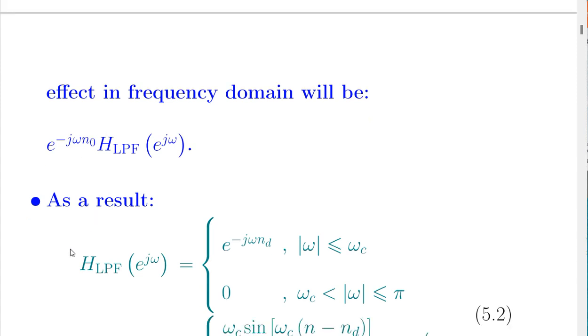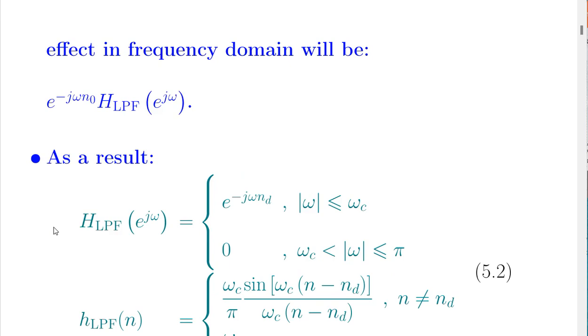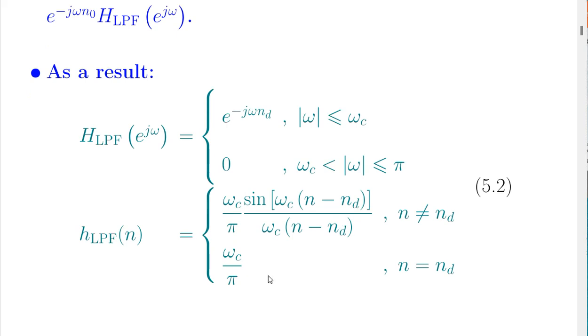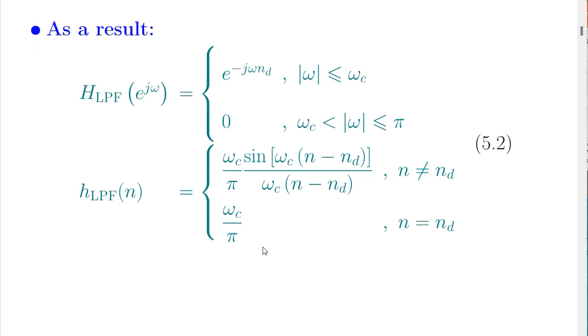As a result, H low pass filter of e to the power of j omega will be equal to e to the power of minus j omega nd if the absolute value of omega is less than cutoff frequency omega c, otherwise 0. And in time domain, I don't want to read it because it will take time. You see here the complete idea.